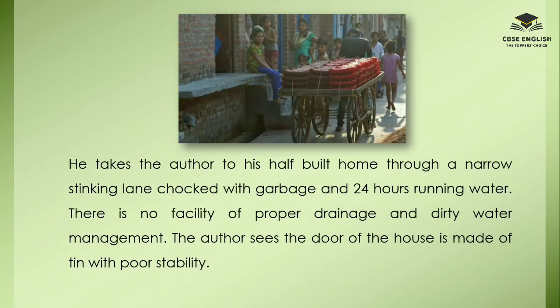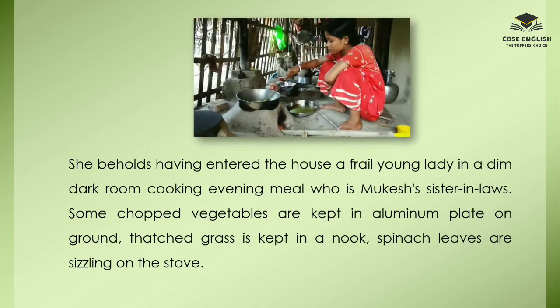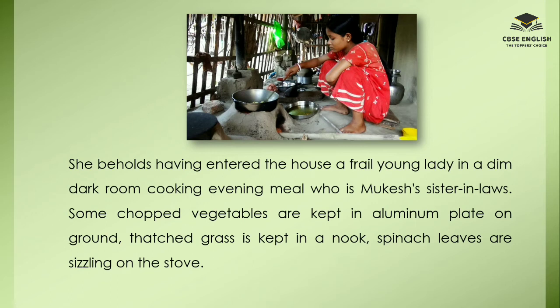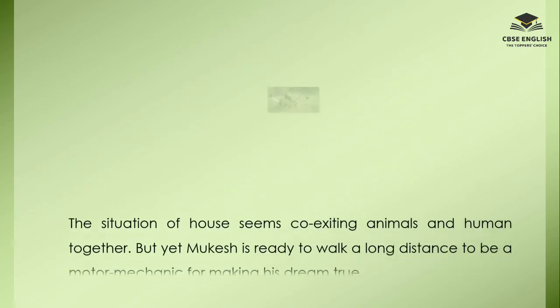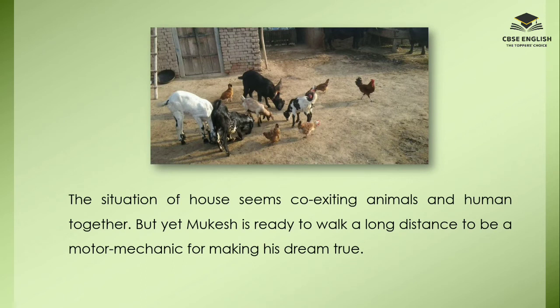He takes the author to his half-built home through a narrow stinking lane choked with garbage and 24 hours running water. There is no facility of proper drainage and dirty water management. The author sees the door of the house is made of tin with poor stability. She beholds, having entered the house, a frail young lady in a dim dark room cooking the evening meal, who is Mukesh's sister-in-law. Some chopped vegetables are kept in an aluminium plate on the ground. Thatched grass is kept in a nook. Spinach leaves are sizzling on the stove. The house seems to have animals and humans coexisting together. But yet, Mukesh is ready to walk a long distance to be a motor mechanic to make his dream come true.